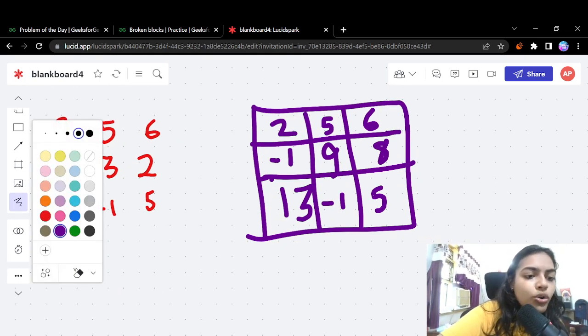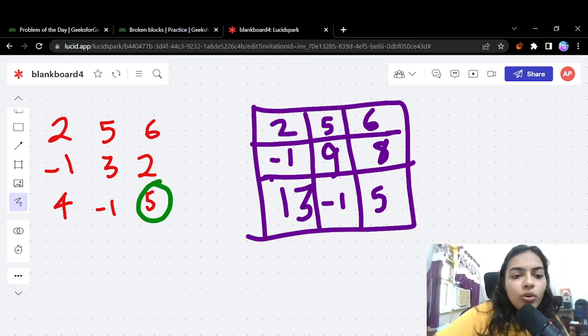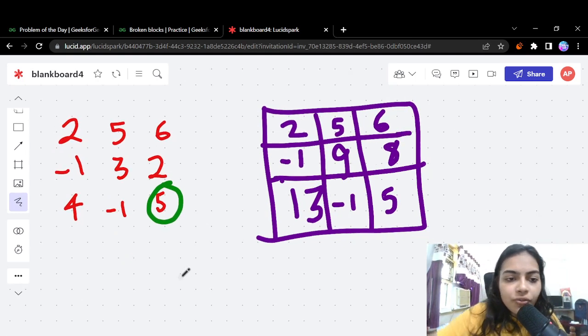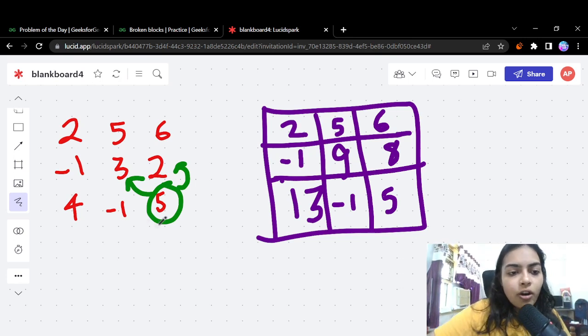Okay, now let's go to the next box. Next box is -1. I'll be dead if I step on this. So let me go to this box. Now again for this box 5, right? There are so many possible ways. Let's see all the possible ways.